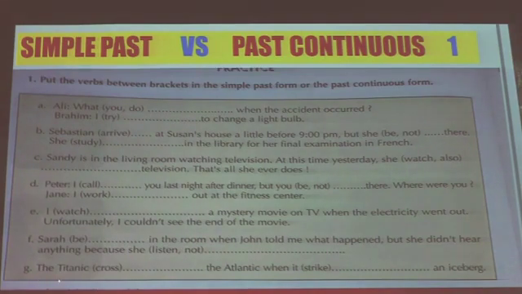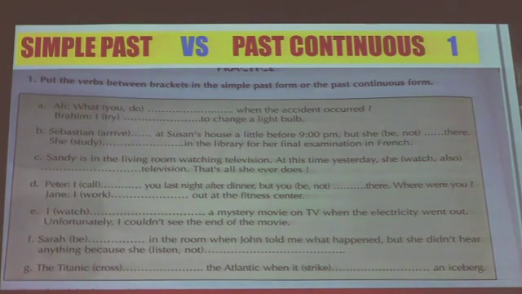Now here, the Titanic, the verb to cross the Atlantic when it strike an iceberg. So here we have two actions, okay? And you can guess the long one and the short one just from the meaning, okay? Yes, let's start the correction.